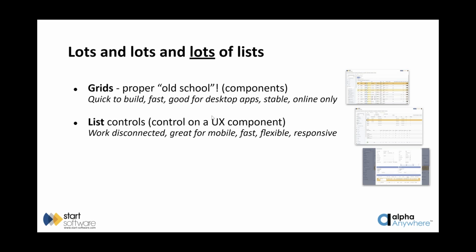A UX component is the workhorse of an Alpha built application. It's a general purpose, do everything, user interface canvas that you can put controls on, and a list control is just one of the controls that you can add to a UX component. The end result, you'll see in a minute, will look eerily similar to a grid because of the way I'm going to build it, but there's lots of differences behind the scenes.